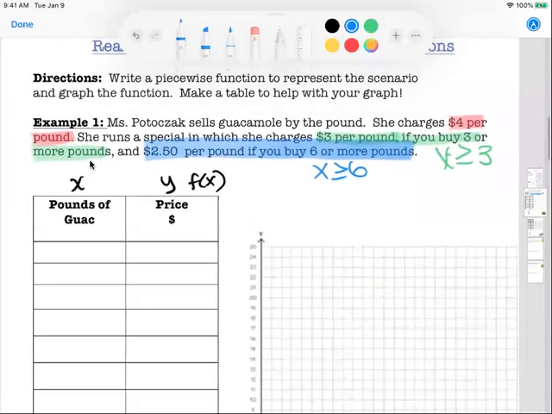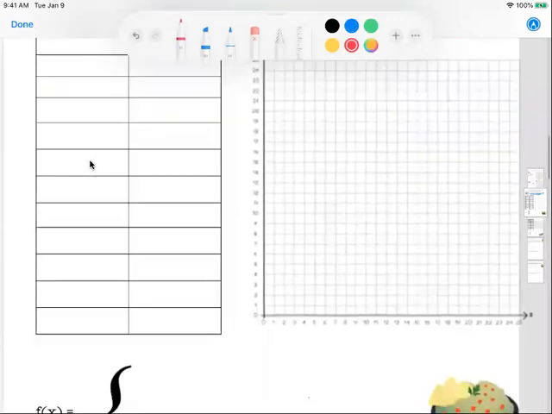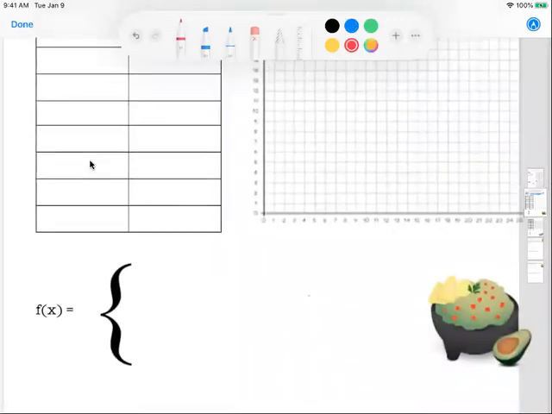So this was our red. So I'm going to start by saying f of x equals 4x if x is, so well, we start at 0. So I guess technically you could buy 0 pounds and it would cost you 0 times 4, which is 0. So I'm going to include it. 0 less than or equal to x. Well, x is greater than or equal to 0 and less than 3. Remember, it's not including 3 because 3 is included in that next piece.